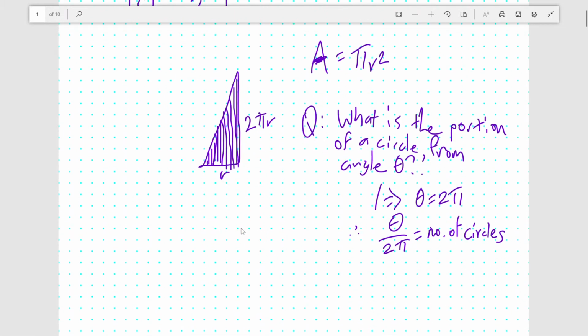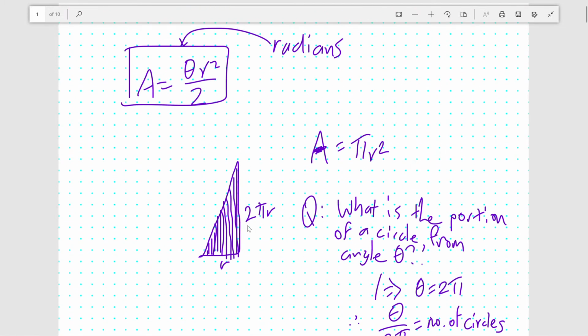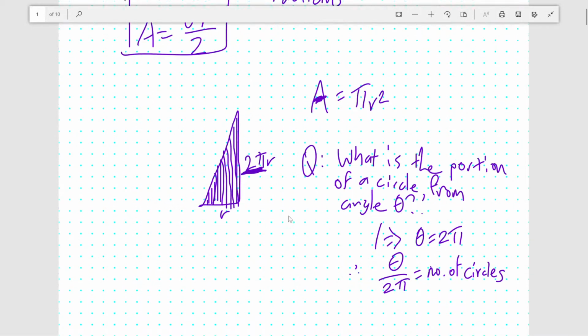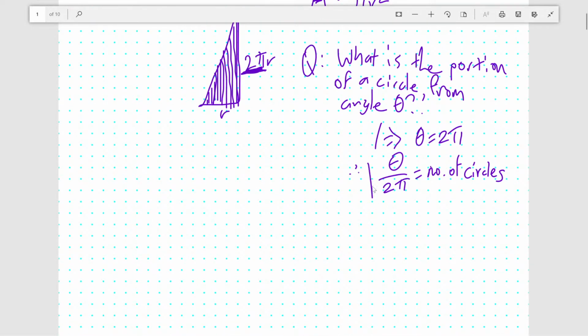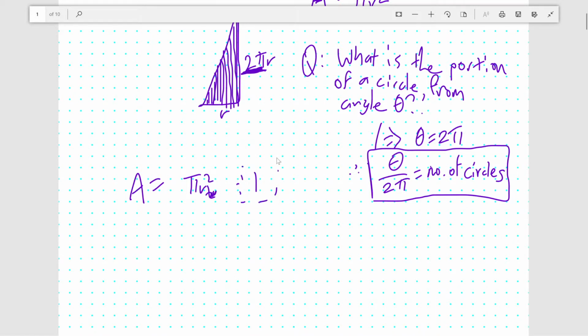You might also realize that this 2 pi here is similar to the fact that there are 2 pi radians in a full circle. But I'll touch on that later. So we know that theta over 2 pi is the number of circles theta represents. And since we know that the area of one circle is pi r squared, times the number of full circles.